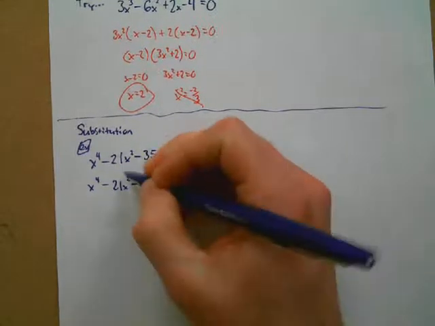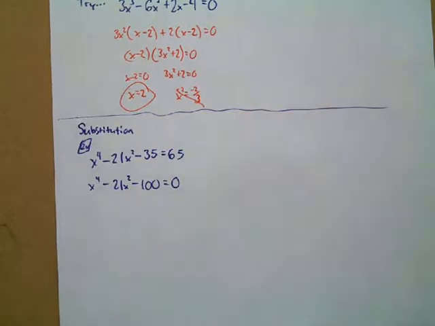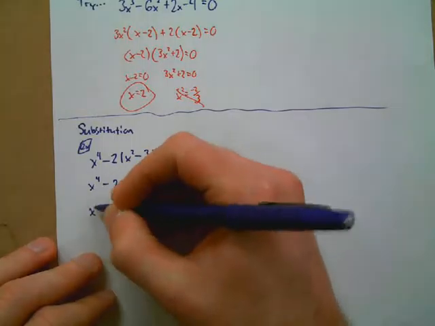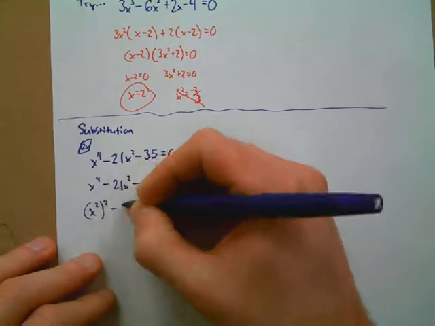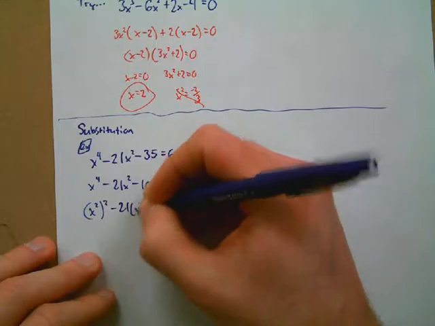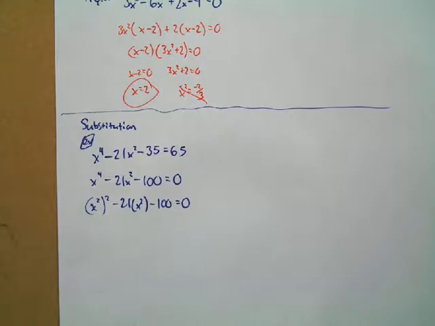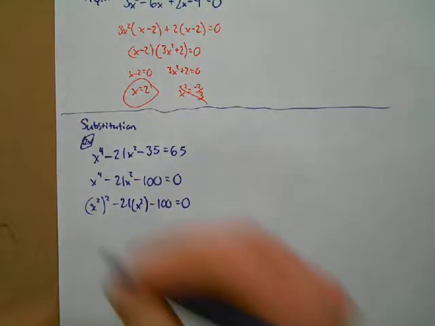So what do we do? Well, if you look at this problem, it's not a quadratic, but it's written very similarly to how quadratics are written. In fact, if I just rewrite this slightly, we have x to the fourth, which is x squared squared, minus 21x squared, minus 100 equals 0. Or to make it even more obvious, we have something squared minus 21 times that same something minus 100 equals 0. The something here is the x squared.